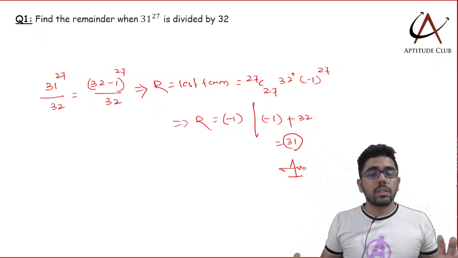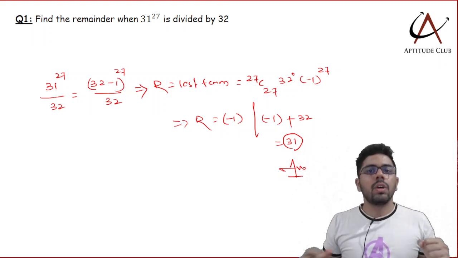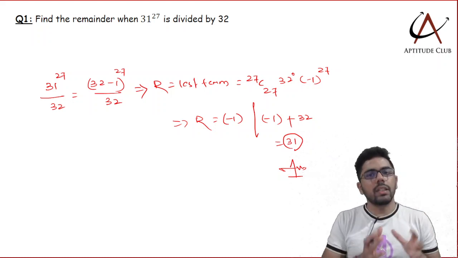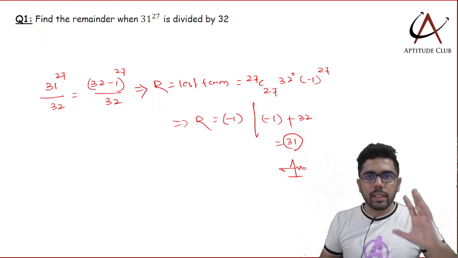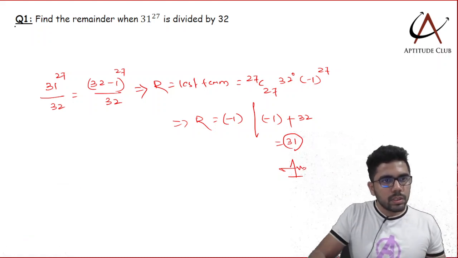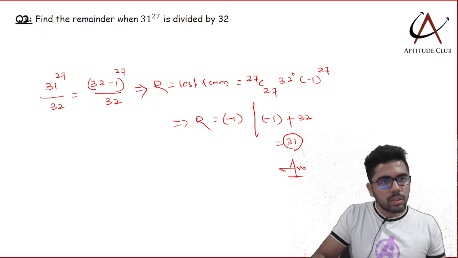So going back to the principle, to make a negative remainder positive, keep adding the divisor until it becomes positive. So -1 came, and -1 is a negative remainder. How do you make it positive? Add the divisor, 32. That was your question number 2.